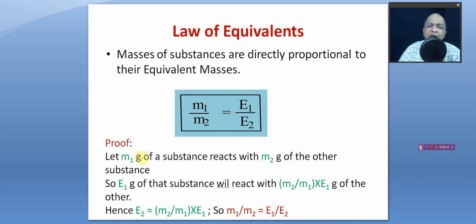We can prove it in many ways. One of the ways is supposing M1 gram of a substance reacts with M2 gram of the other substance. So if M1 reacts with M2, then E1 reacts with how much? E1 is the equivalent mass of the first substance. So it will be M2 divided by M1 into E1. This is bound to be the equivalent mass, as we have already proved.